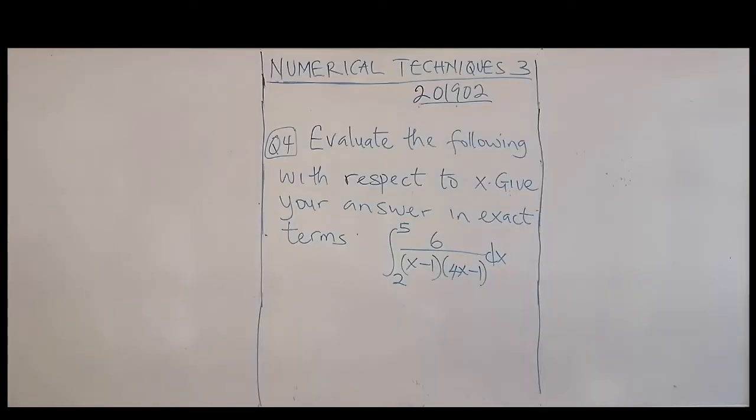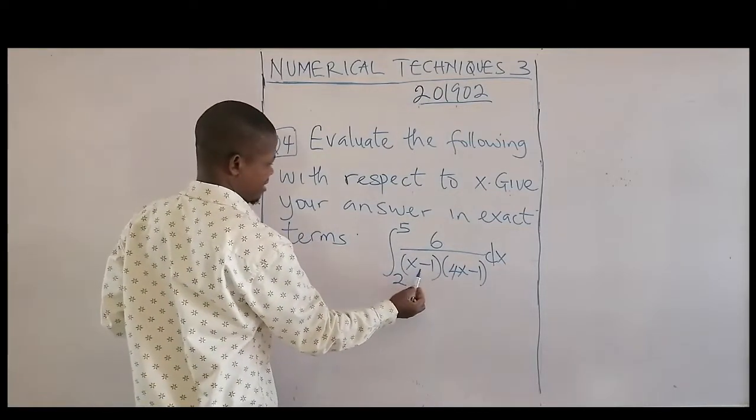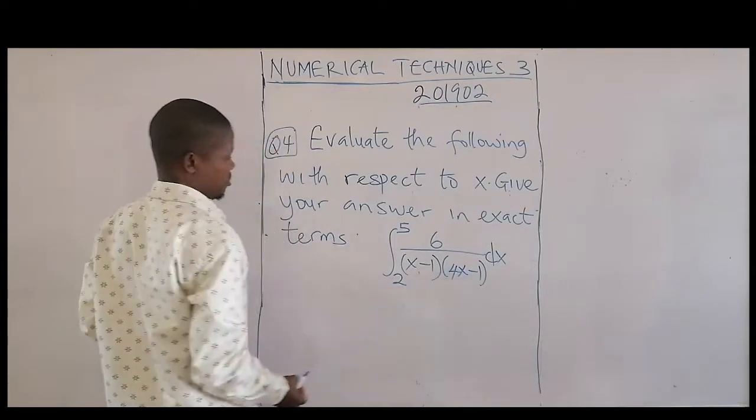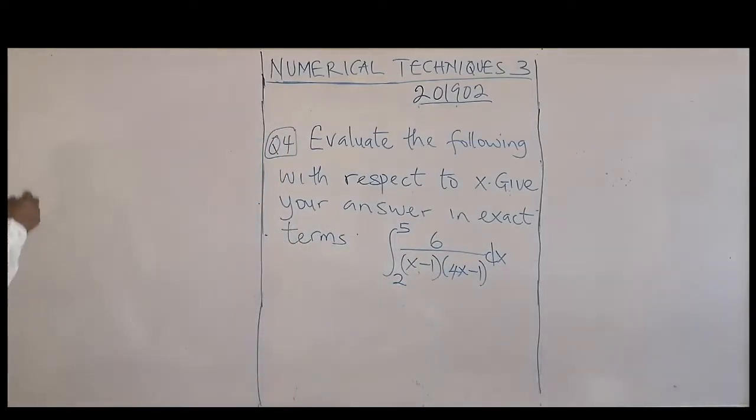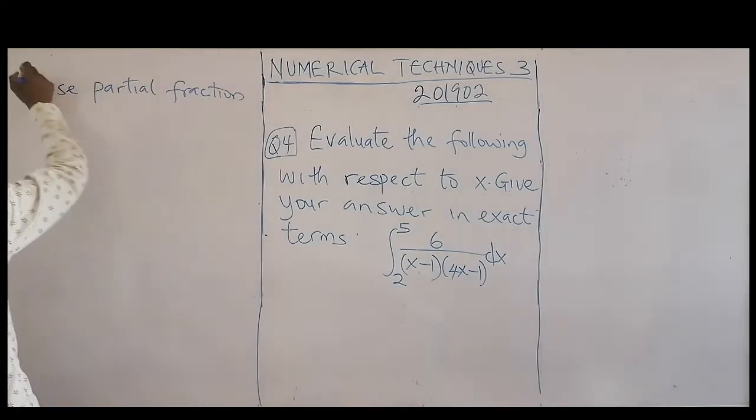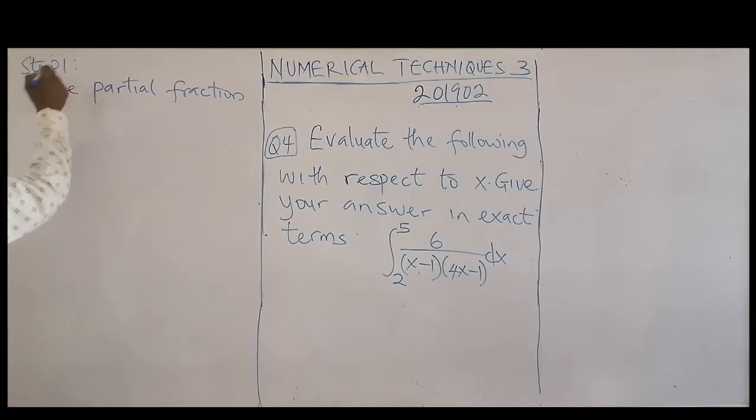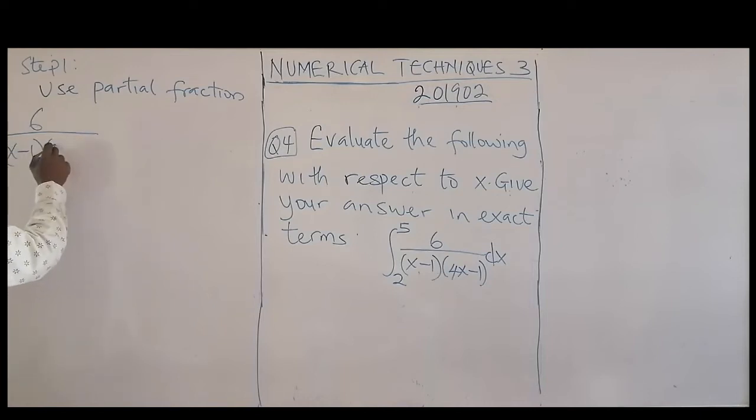Question 4. Evaluate the following with respect to x. Give your answer in exact terms. So we'll go straight to the solution. First of all, this is a linear factor, and this is a linear factor. So we have to use partial fractions. That's step 1 of the solution. Then we take the fraction outside the integration. Let's do the partial fraction first.